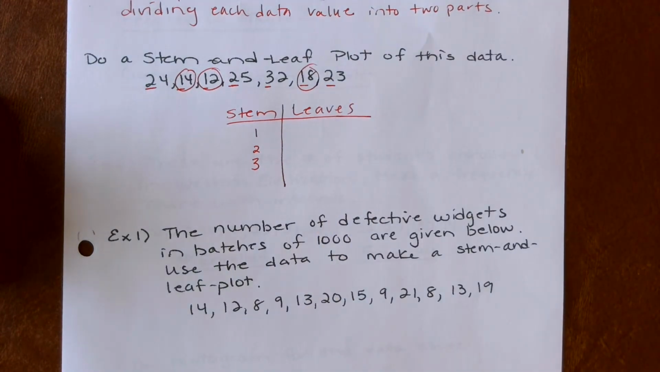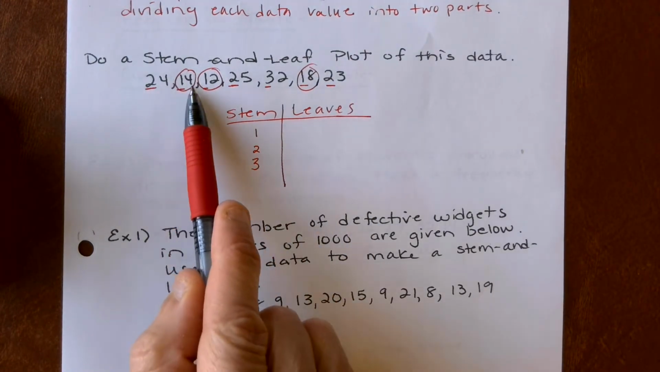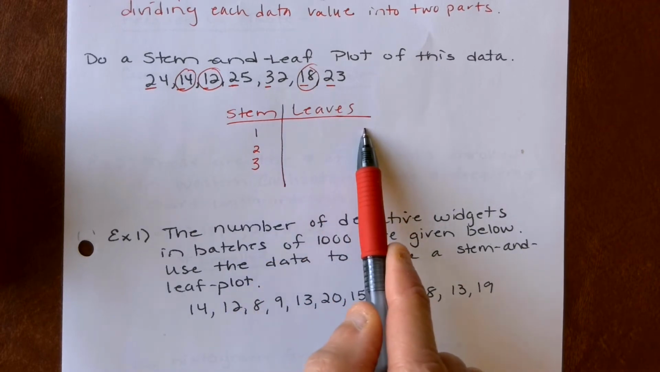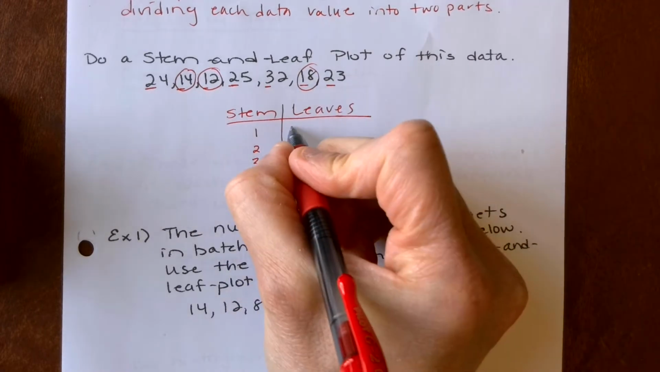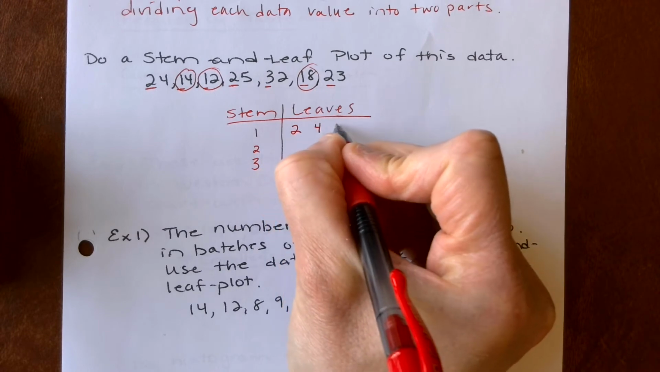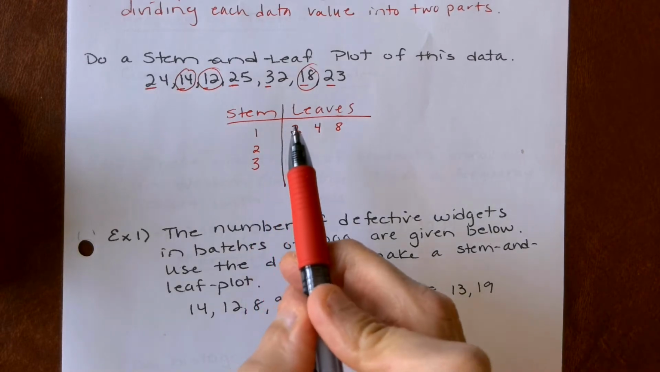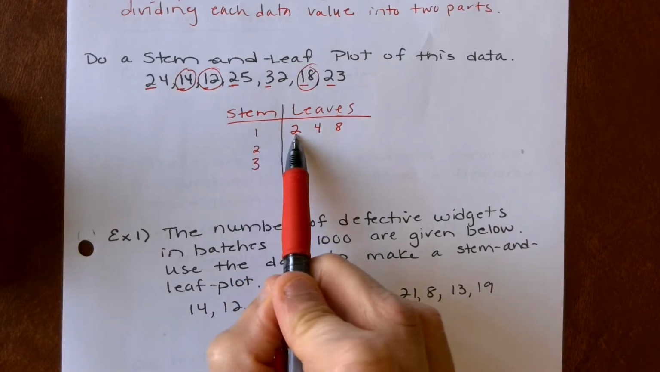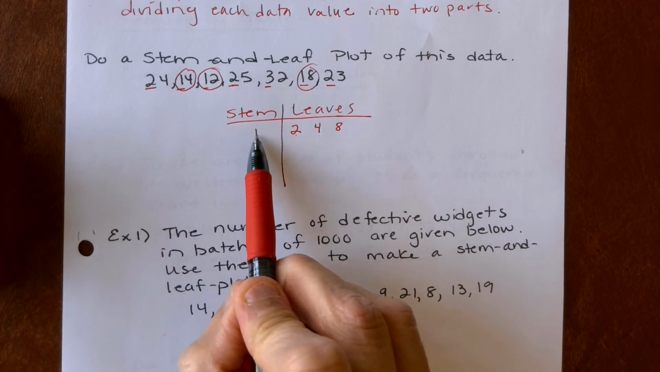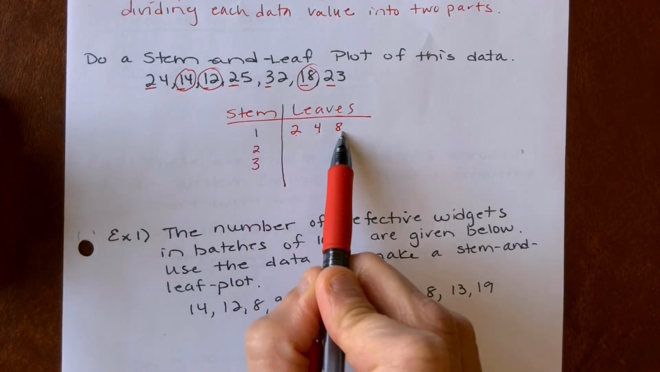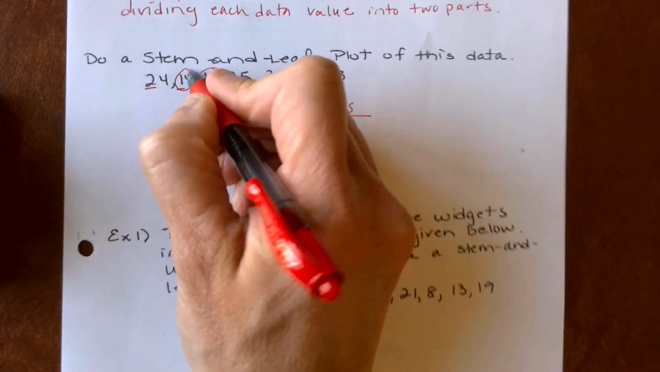And I'm going to look now in the ones place. The ones place has a 4, a 2, and an 8. And I'm going to write those in increasing order right here. I am not going to put commas between them. I'm just going to list them separately. Because what this really represents is this is the number 12. This is the number 14. This is the number 18. Okay, so now we're done with those.